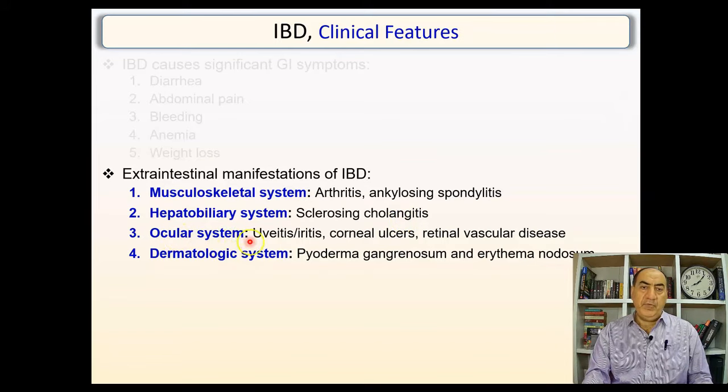In the ocular system, it can cause uveitis, inflammation of the uvea, or iritis, corneal ulcers, and retinal vascular disease. In the dermatologic system, it can cause pyoderma gangrenosum, a condition that can lead to necrosis of the tissues and ulceration, and erythema nodosum, an inflammatory disorder affecting subcutaneous fat.